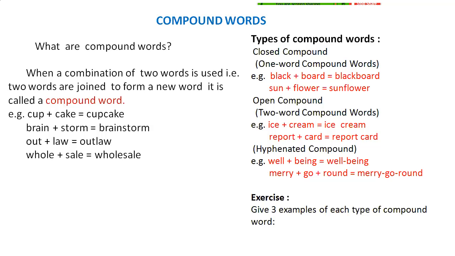So what we've seen is different kinds of compound words. Now for your assignment, what you will do is give 3 examples of each type of compound word. That is, you will give 3 examples of a closed compound, 3 examples of an open compound, and 3 examples of a hyphenated compound.